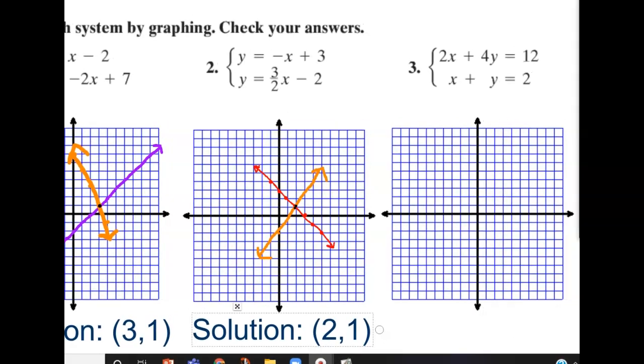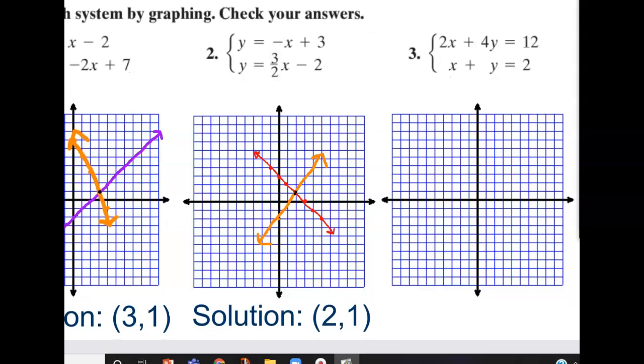In number 3, we have 2x plus 4y equals 12. What form is this equation in? Standard. Excellent. So if you're given a graph in standard form, you have two choices. You have to either put this in y equals mx plus b, or you have to start with your x and y intercepts.